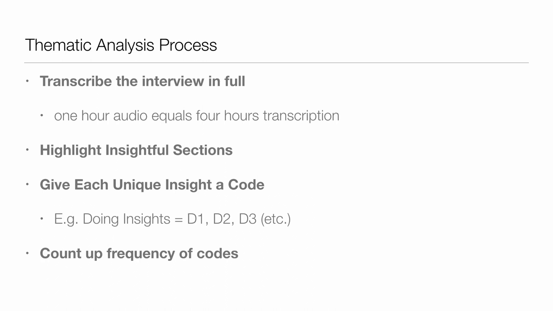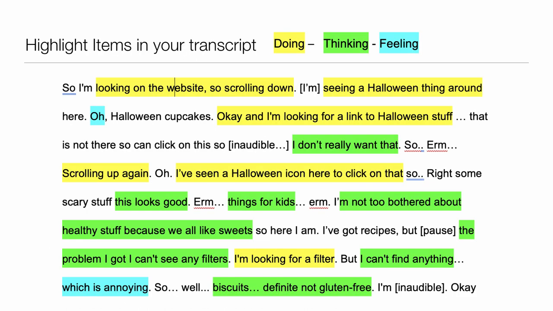Then to analyze this, you use thematic analysis. I mentioned this a few weeks ago in the earlier videos, and now we're getting into it. Now, thematic analysis is turning what you see on paper, in a transcript, so you write out what the interview is, turning that into themes that keep recurring. It can take a long time. 1 hour of a think aloud can be 4 hours of transcription. You want to highlight insightful sections, give each part individual codes, and then count up frequencies. So let's go and see what that looks like.